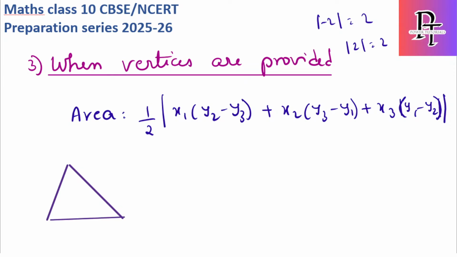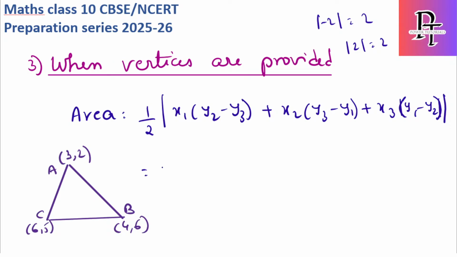Let's take this triangle, and here the vertices are (3, 2), (4, 6) and (6, 5). If these three are the vertices, let's find the area of the triangle using the same formula I just mentioned here.